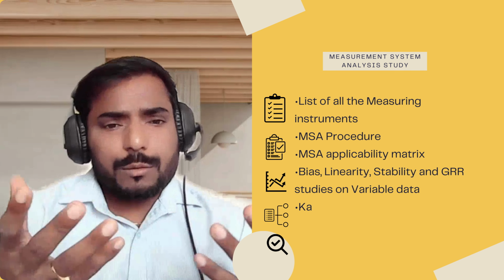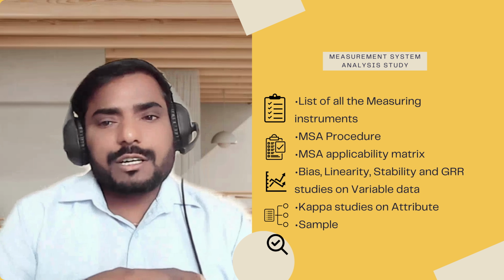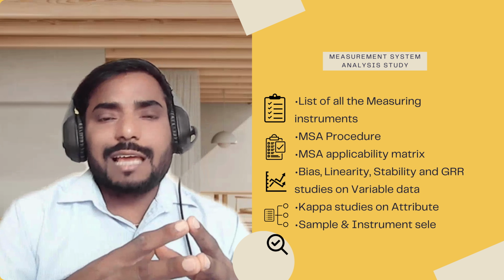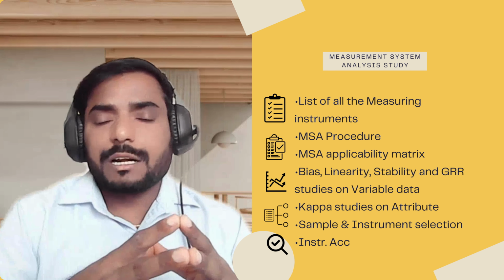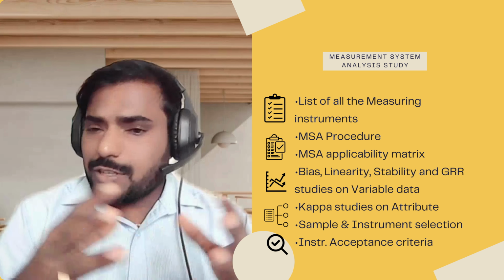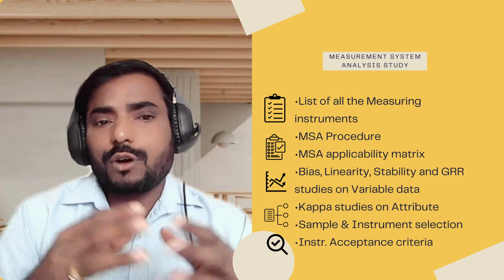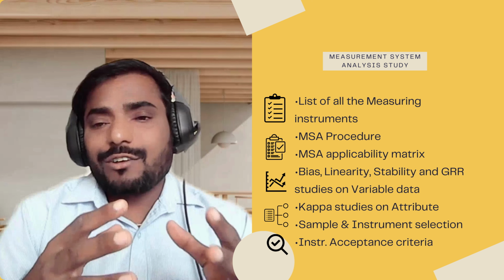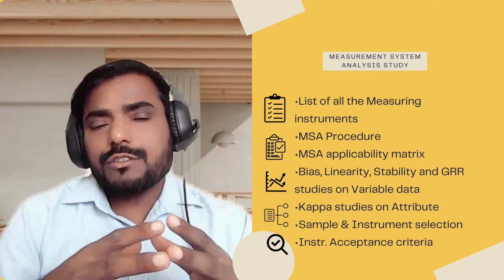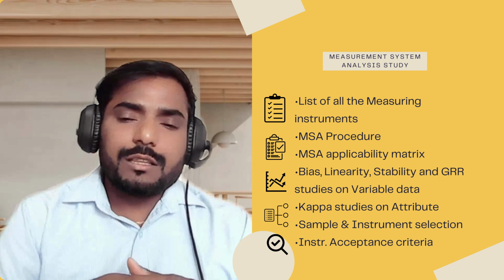Like talking about the variable studies like bias, linearity, stability, GR&R studies, and talking about kappa or the basic attribute studies, which are part of the attribute data. So you need to understand what is the categorization, and if they have the master list of all the instruments, what kind of methodologies or the MSA studies are applicable for different categorization of the instruments.